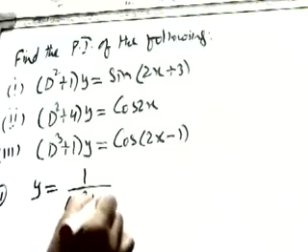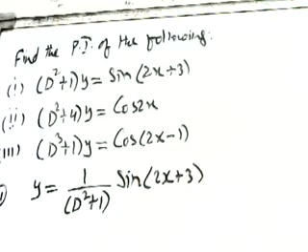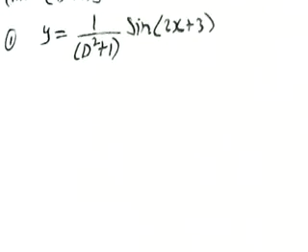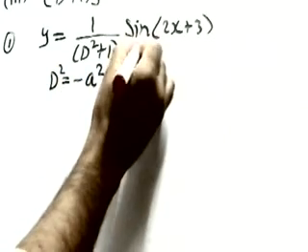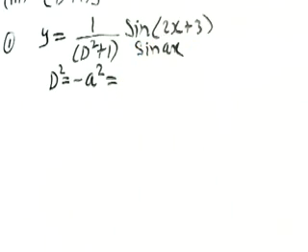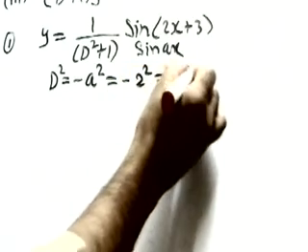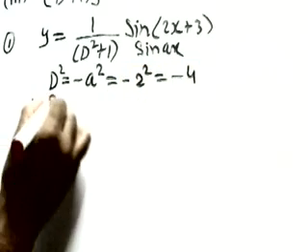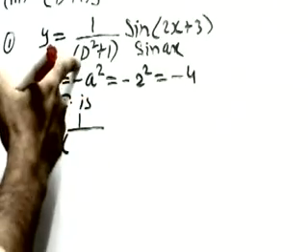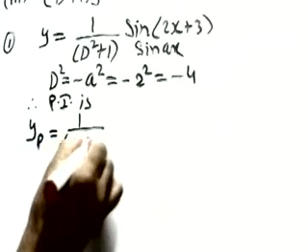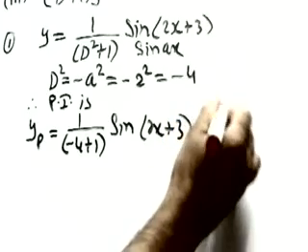Bring D here on the right side: 1 by D square plus 1 into sine of 2x plus 3. Just now we have seen the method. When we get sine or cos, we have to keep D square equals to minus a square. In place of a, comparing with sine ax, we are having 2, so this will be minus 2 square, which is minus 4. Therefore the particular integral is yp equals to 1 divided by, in place of D square we write minus 4, plus 1, into sine of 2x plus 3.